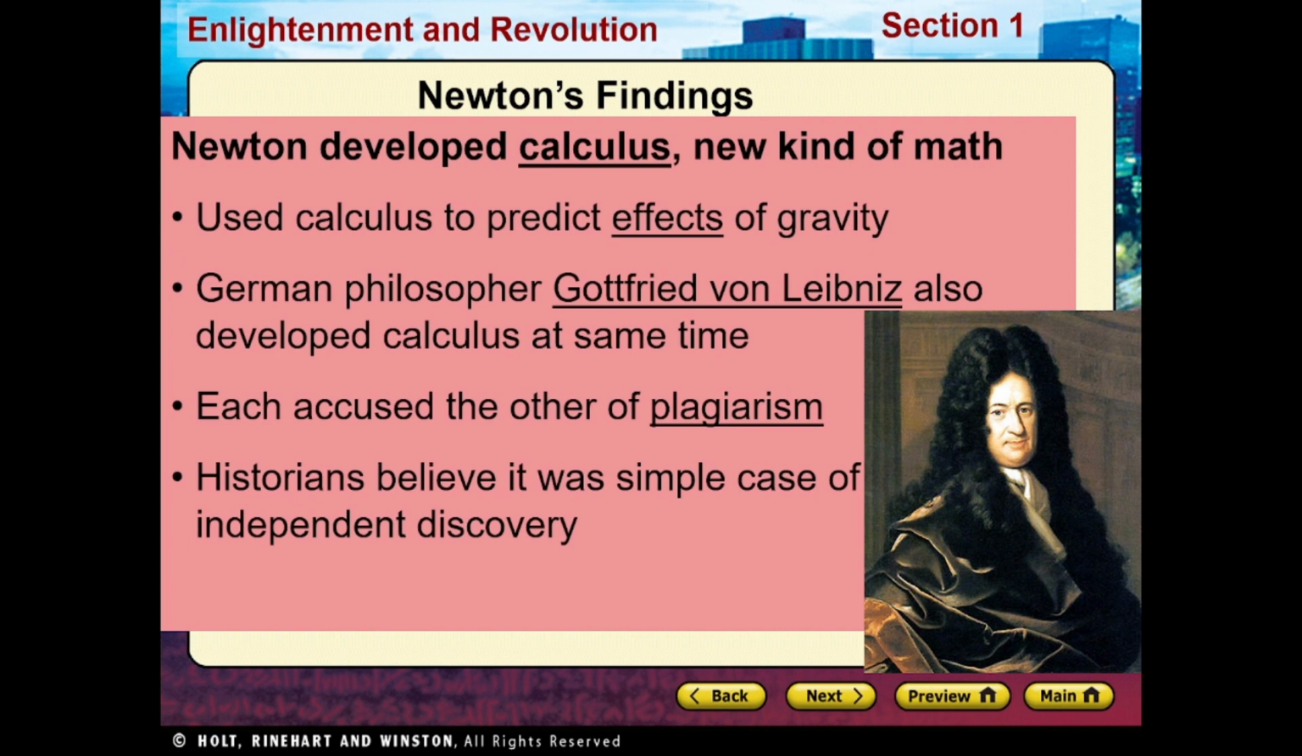So when we say plagiarism, it is something that a person stole a work for. It is plagiarism. So the two persons who developed calculus are Gottfried von Leibniz and Newton.